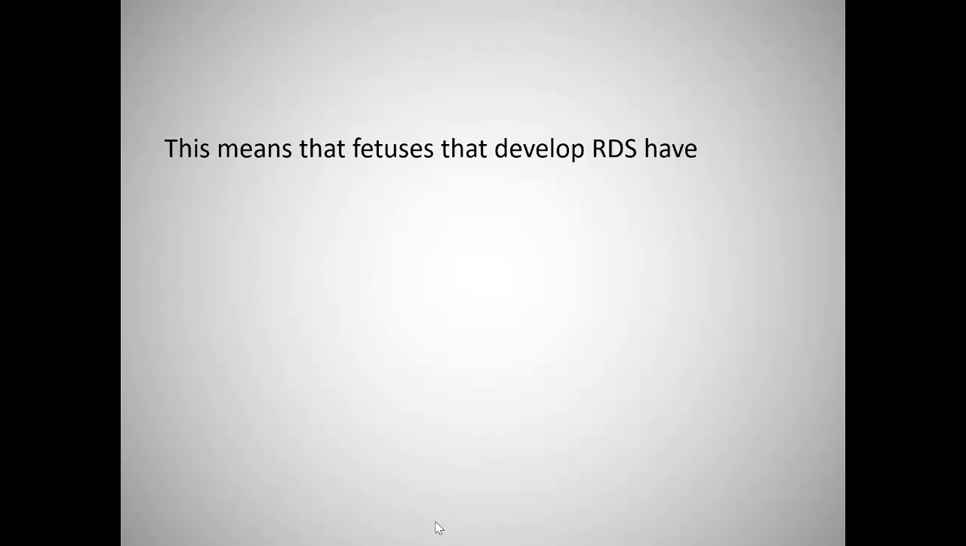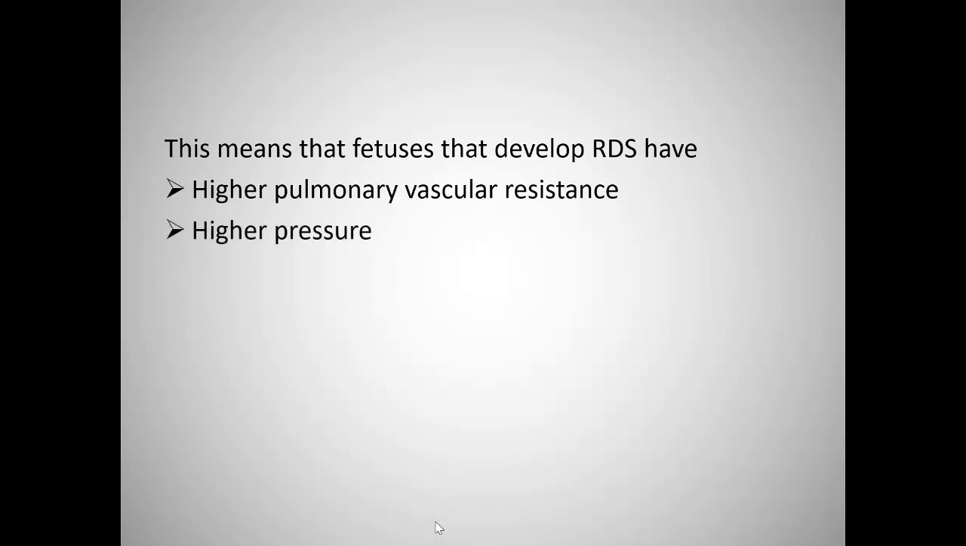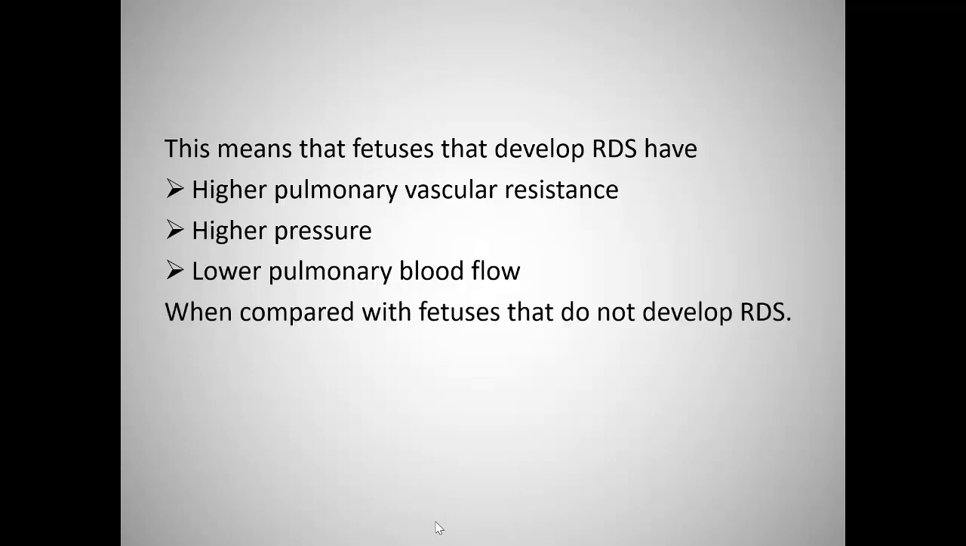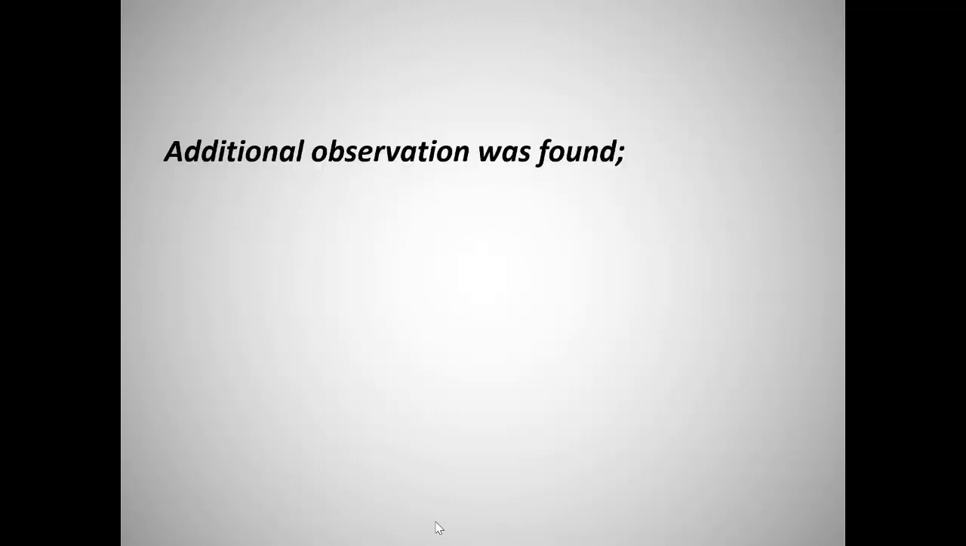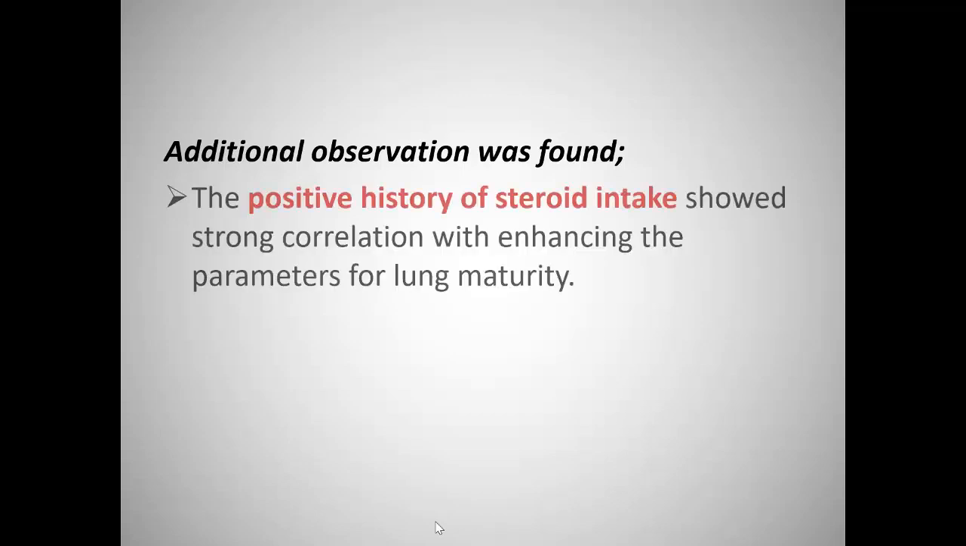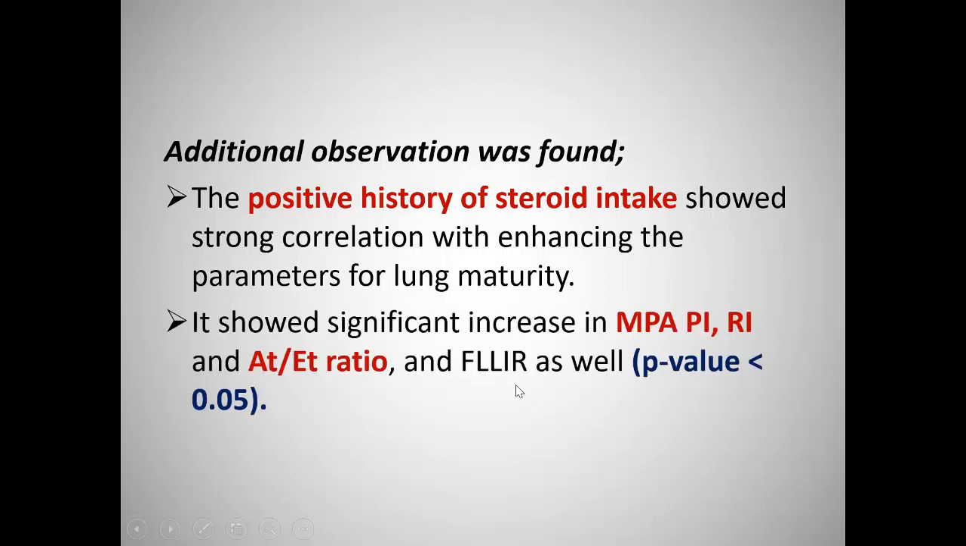This means that fetuses that develop respiratory distress syndrome have higher pulmonary vascular resistance, higher pressure, and low pulmonary blood flow, when compared with fetuses that do not have respiratory distress syndrome. And she has another observation in this research: we found that those who take steroids show enhanced maturity of the lung, and many of them do not develop respiratory distress syndrome.